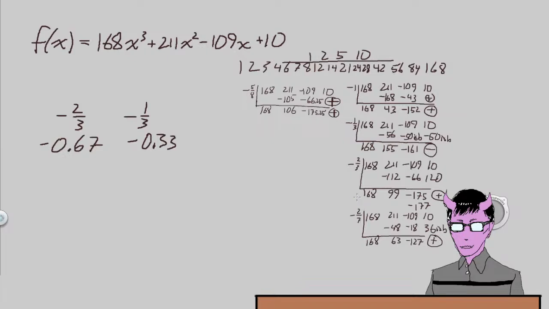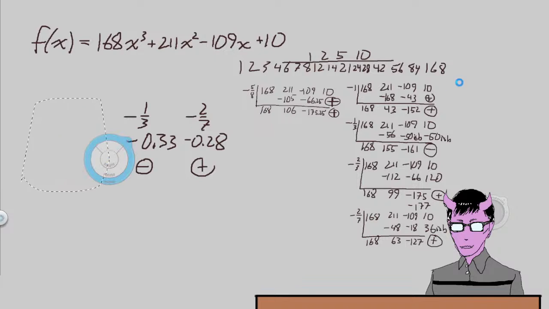Where's 2/7? So negative 2/7 is negative 0.28. This one resulted in a positive number. This one resulted in a negative number. This one resulted in a positive number. So again, we had two pathways to choose. This negative 5/8 is between these two. So this is not it.